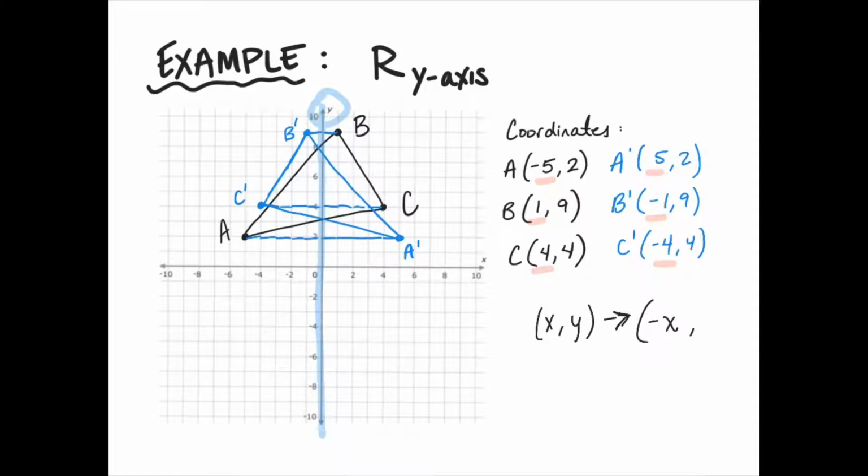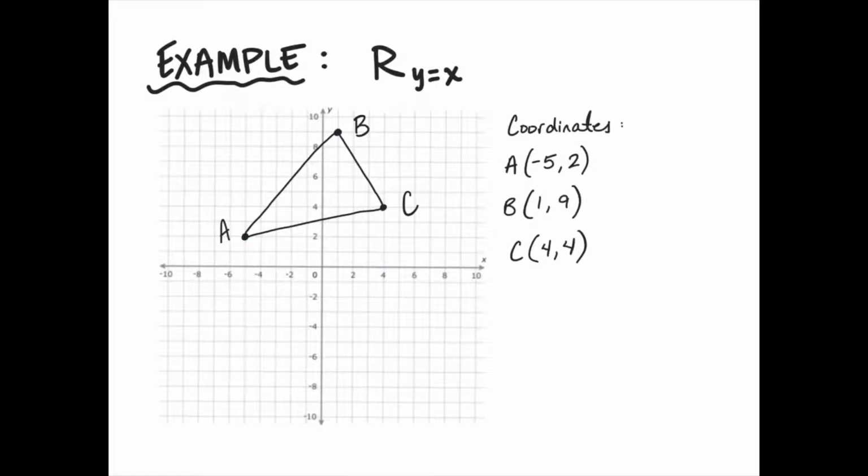And let's see what happened with the y's. 2, 2, 9, 9, 4, 4. So the y's never change signs there. So what we notice is when we reflect over the x-axis, the x's stayed the same, and when we reflect over the y-axis, the y's stayed the same, and the x's were the ones that changed.